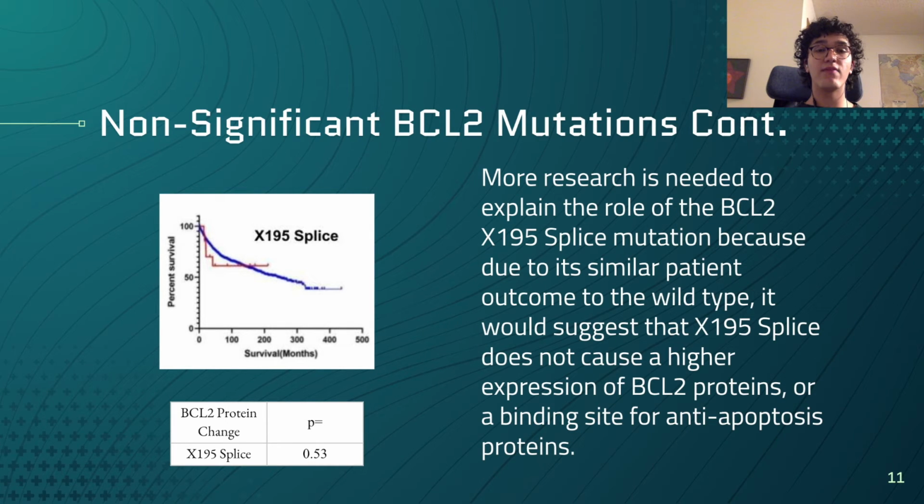Then we have another one, which is X195 splice. More research needs to be carried out on the role of BCL2 X195 splice because there's not enough information out there to determine why it is not significant. It would suggest that it does not cause a higher expression of BCL2 proteins, or it doesn't provide a binding site for anti-apoptosis proteins.